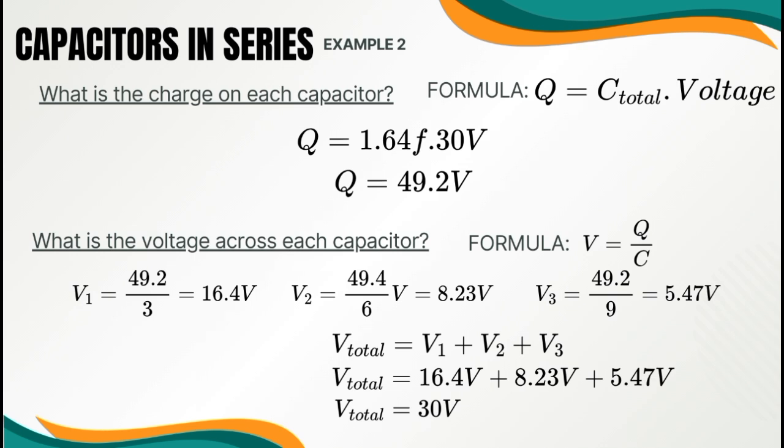And finding the voltage across each capacitor, this is the formula. For the V sub 1 is equal to 16.4 volts, and for the V sub 2 is equal to 8.23 volts, and for the V sub 3 is equal to 5.47 volts. So sum them up, 16.4 volts plus 8.23 volts plus 5.47 volts. So the answer will be 30 volts.